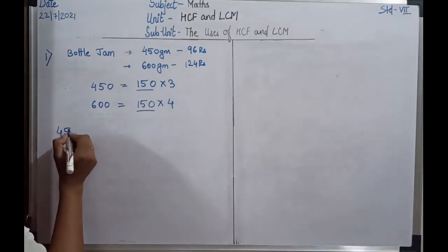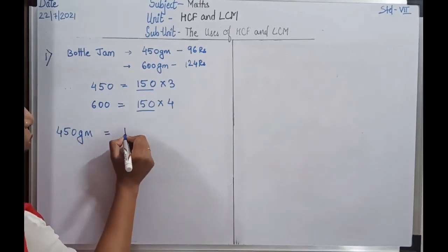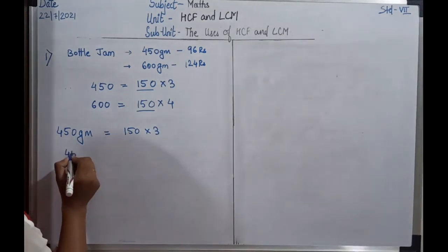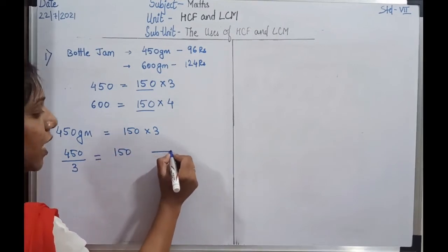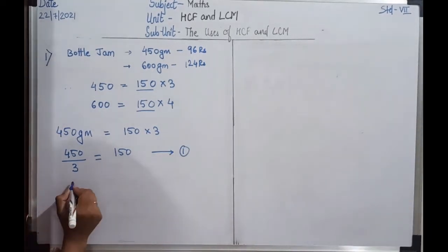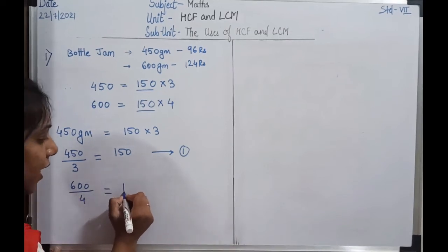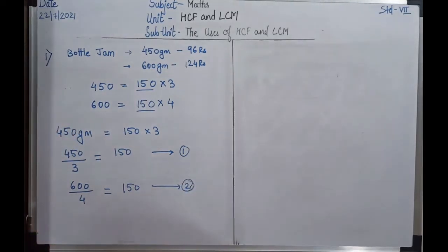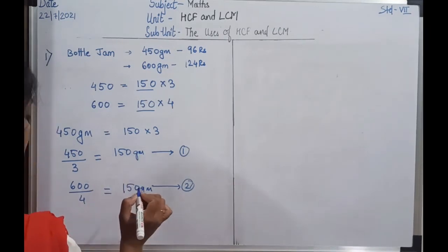So 450 grams of jam is equal to 150 into 3. If we divide 450 by 3, we get 150. Hence, we will say this as our equation 1. And if we divide 600 by 4, we will again get 150. Let this be our equation 2. Okay, children? So this is a 150 gram jam bottle.